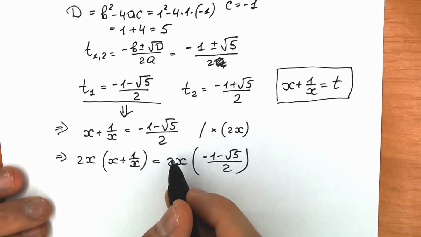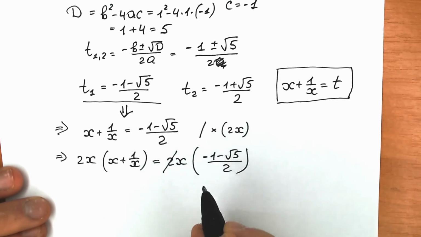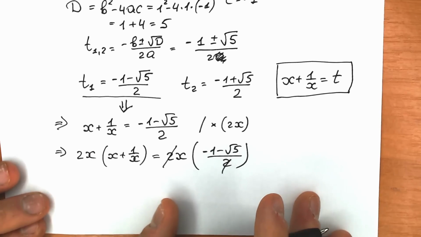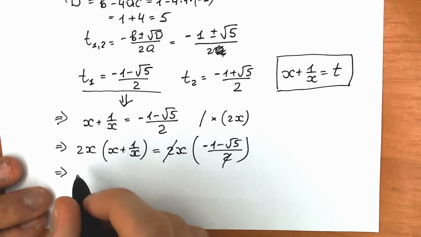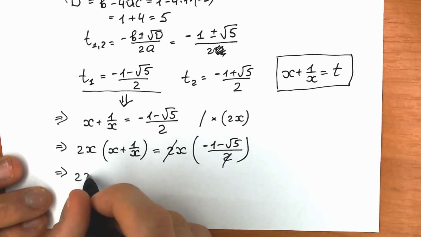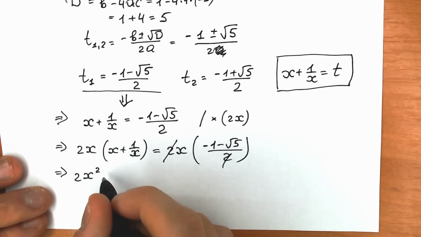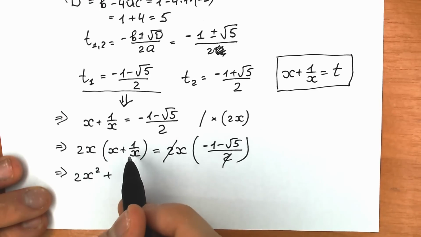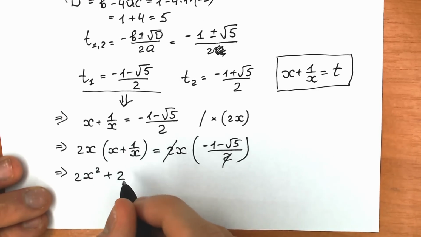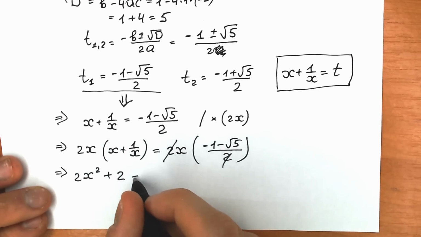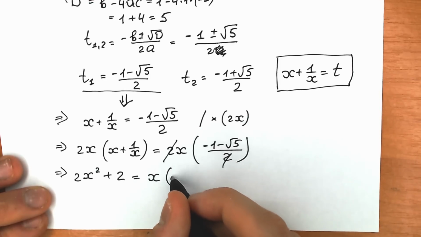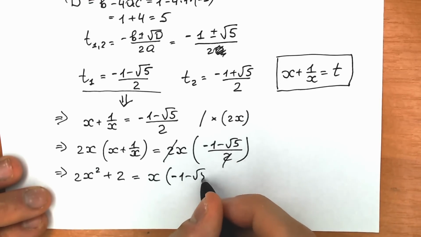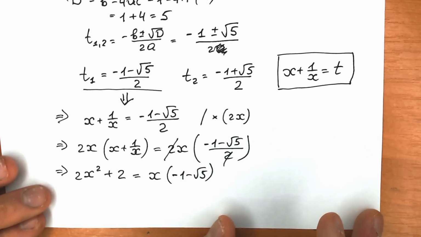We can easily cancel our 2. Okay, let's do this. Let's cancel from here our 2, and let's multiply this 2x by these parentheses. Let's see what will happen. So we have 2x squared plus, right here we have x and x, we can easily cancel, so as a result we have plus 2 equal to only our x times this parenthesis, minus 1 minus square root of 5. Okay, really great.